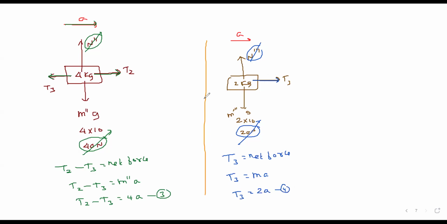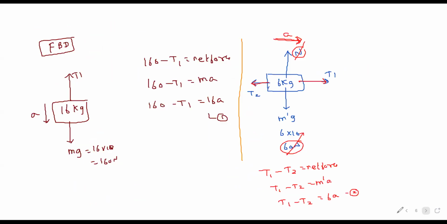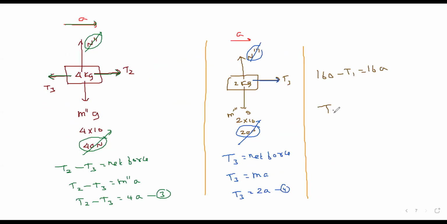Now we have 4 equations. What equations have we got? One equation: 160 minus T1 is equal to 16a. Second equation: T1 minus T2 is equal to 6a. Next: T2 minus T3 is equal to 4a. Next: T3 is equal to 2a.